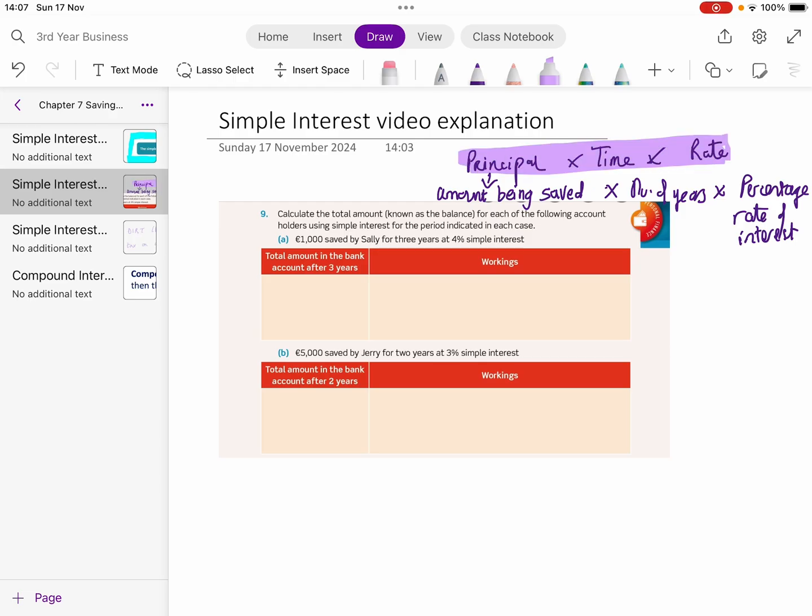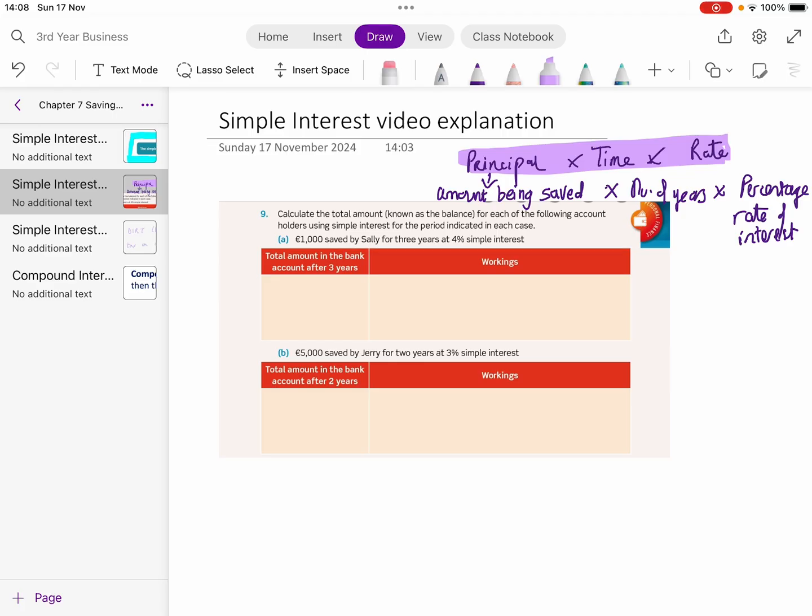The other thing in these questions that I have to be really particular about is reading the question very carefully. What are they asking me for? I can be asked for the information to be given back in two different ways. The first way is the total amount, which is known as the balance, and that means what I saved plus all the interest earned. The other thing that can be asked is just the interest.